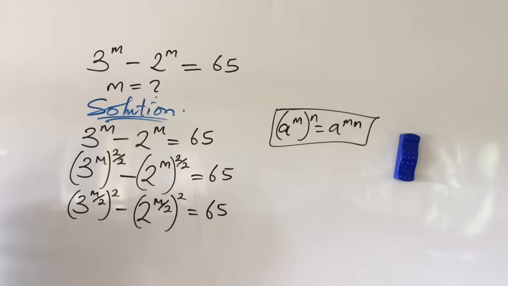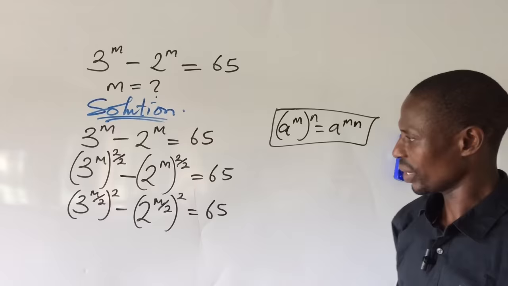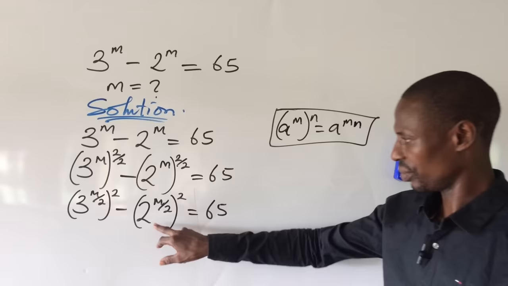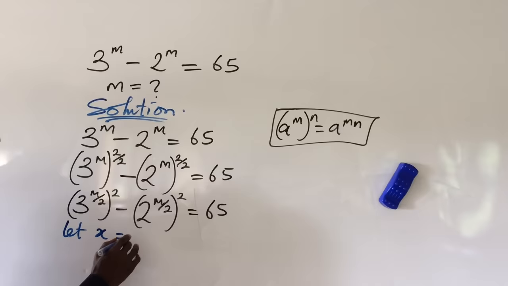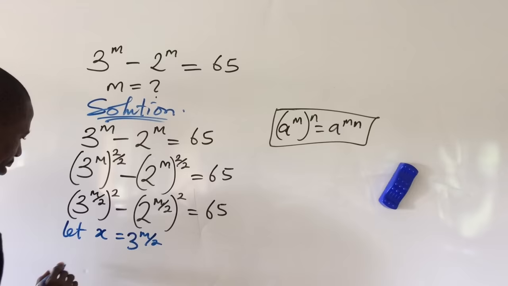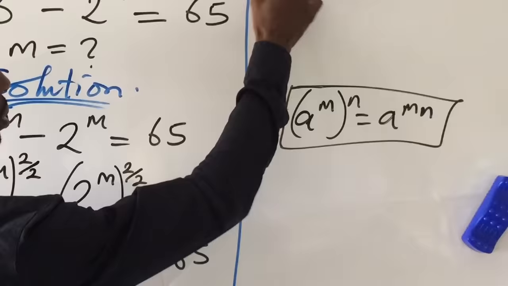Easy. So we now have a square here, we have a square here, so we can bring in different letters to represent what we have in the bracket here and what we have in the bracket here. Because what we have in here and here are different, we are bringing different letters. So let's take x to be equal to 3 to the power of m over 2. Then the second one, y, equal to 2 to the power of m over 2. So let's proceed from here. Let's go ahead and put this x into here and y into this position.